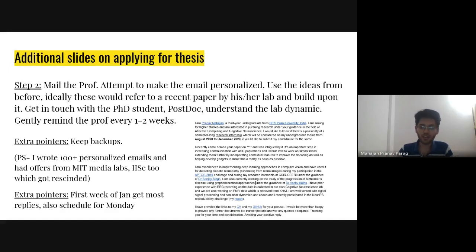Then that's when I got an interview call from MIT Media Labs, and then eventually I got the offer. I was initially planning to go there, but then that got withdrawn just 2 weeks before the thesis deadline at BITS. And then I had a backup at ISC too, and then that guy also said last minute that, okay, I don't think anything would get processed. He's in lockdown and so on.